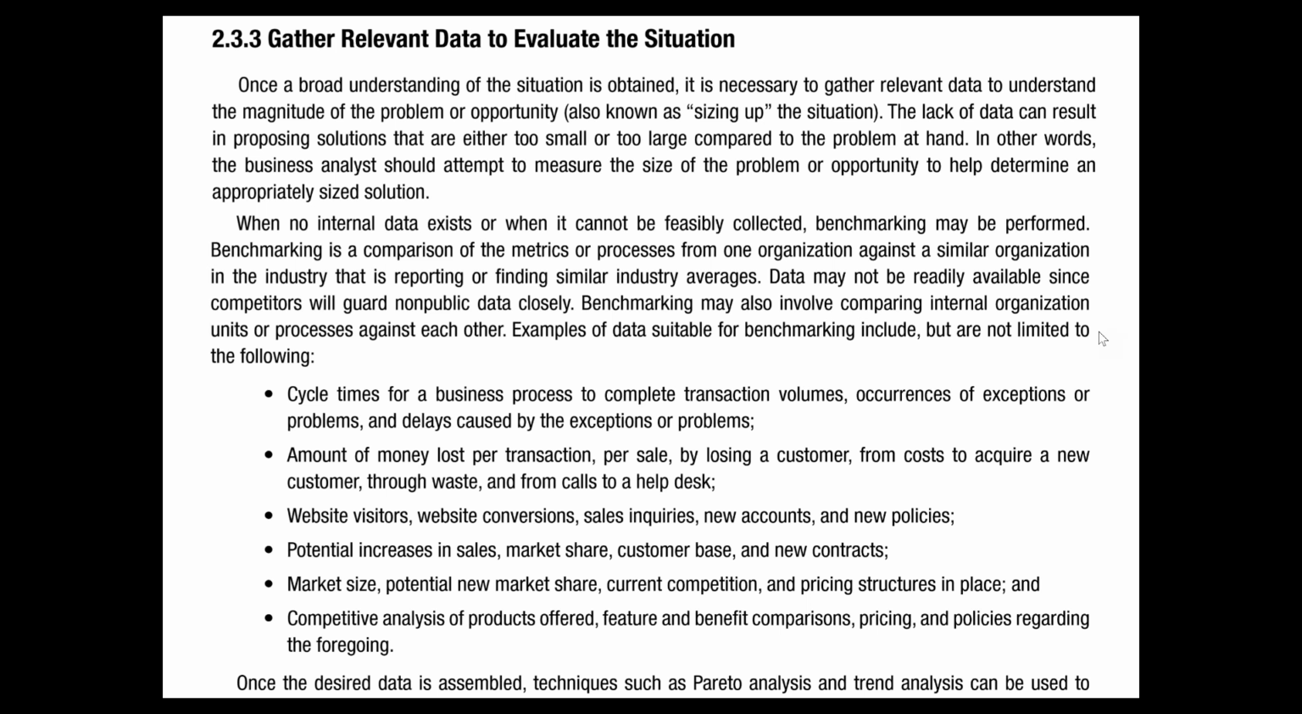Let me switch on your mic. Yeah. What does benchmarking mean?